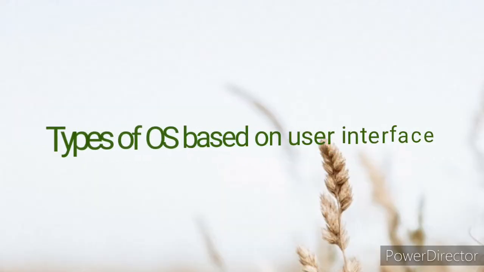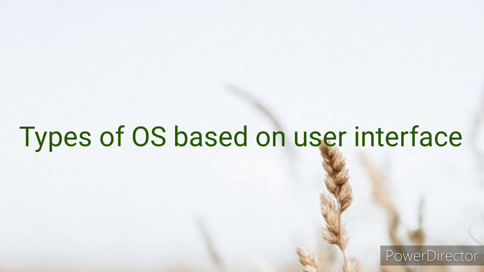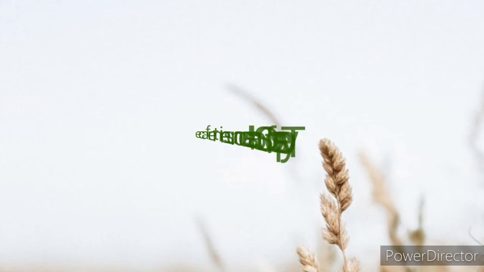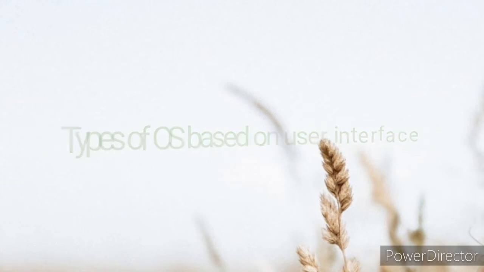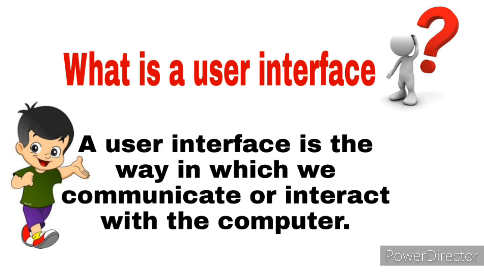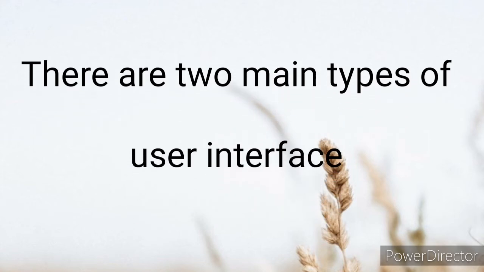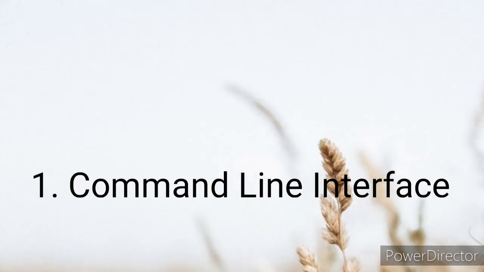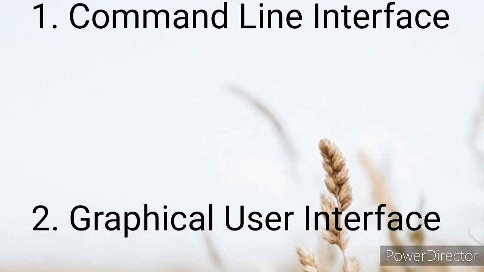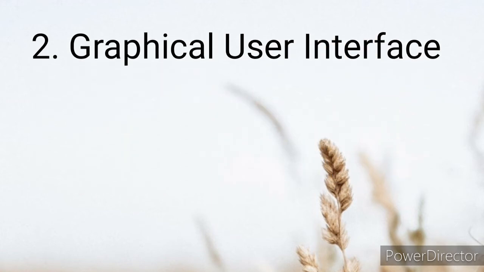Now let's learn about types of OS based on user interface. What is user interface? A user interface is the way in which we communicate or interact with the computer. There are two main types of user interface. Number 1, command line interface, and number 2, graphical user interface.